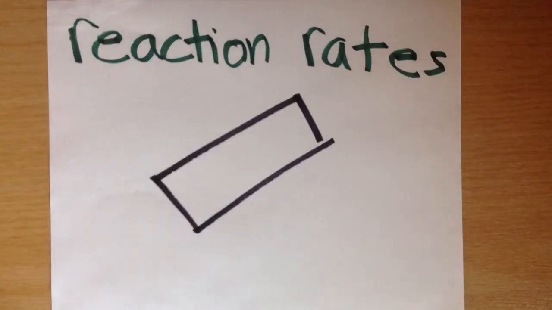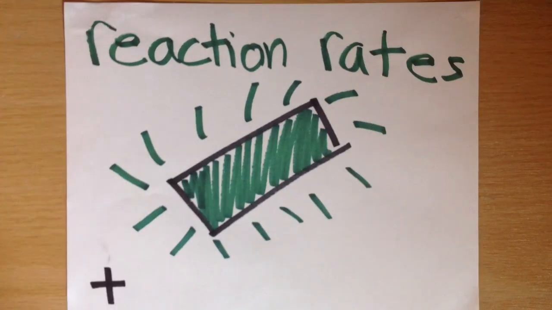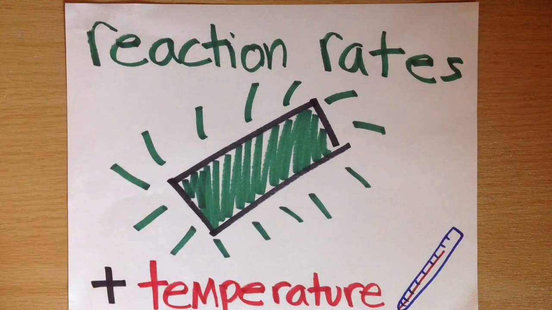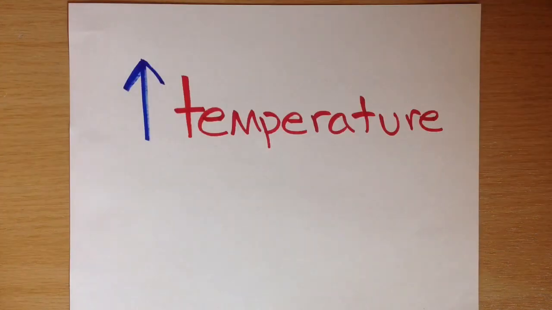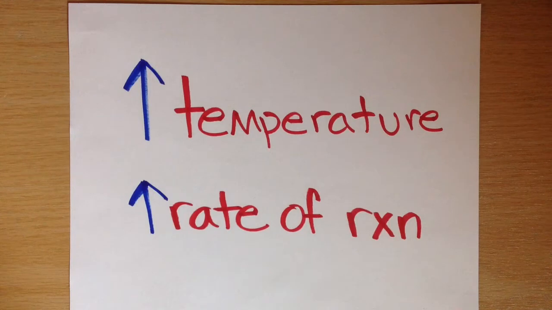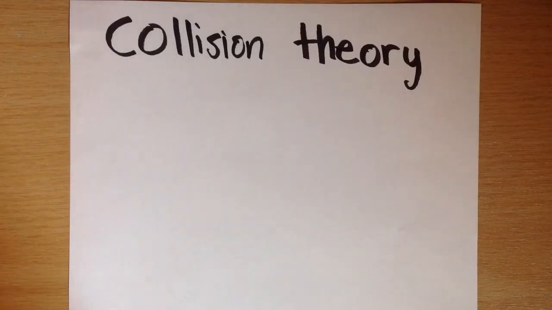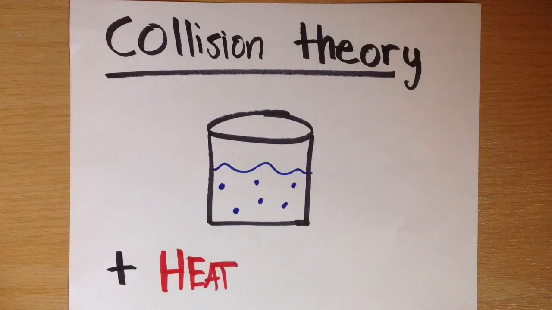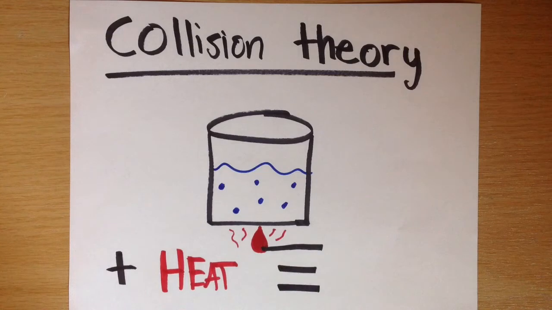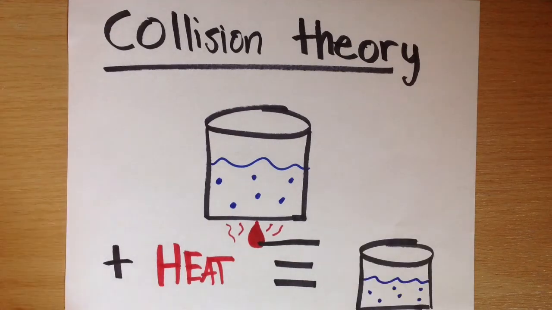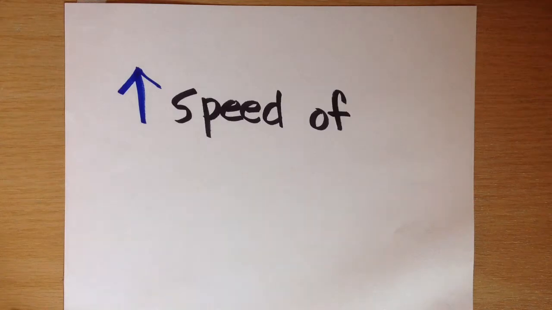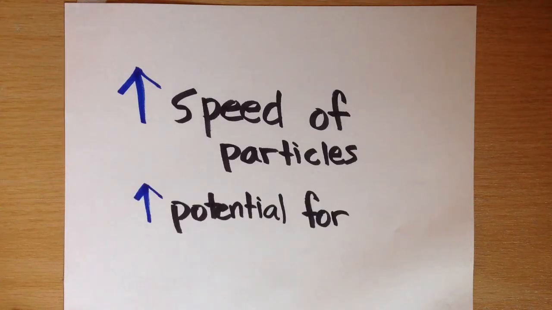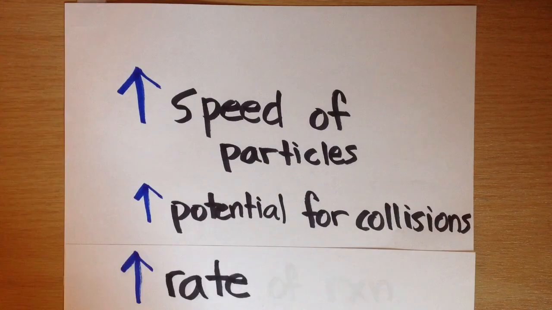The next topic about the chemistry of glowsticks is reaction rates and temperature. There is a direct correlation between increasing the temperature and increasing the rate of reaction, and this is in terms of collision theory. With collision theory, particles can only react when they can collide, and if you add heat to the solution, the particles will move faster. Once the speed of the particles is increased, there is also a higher potential for collisions amongst the particles, and therefore a higher rate of reaction.